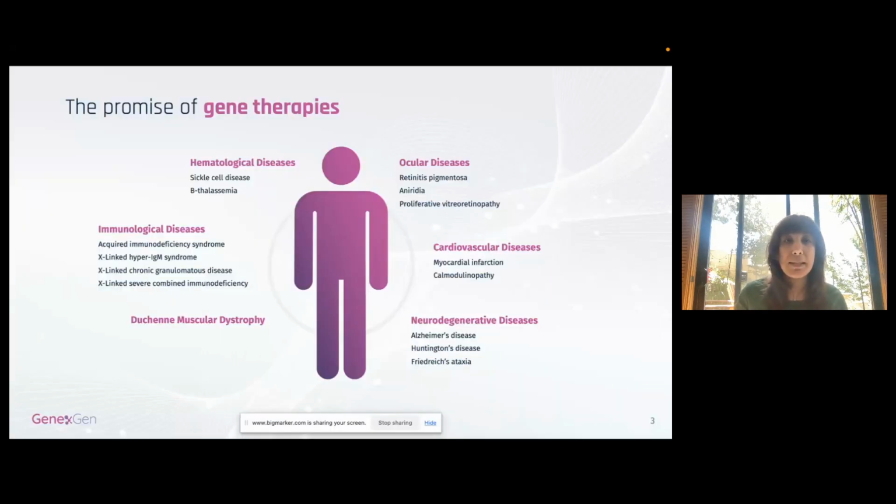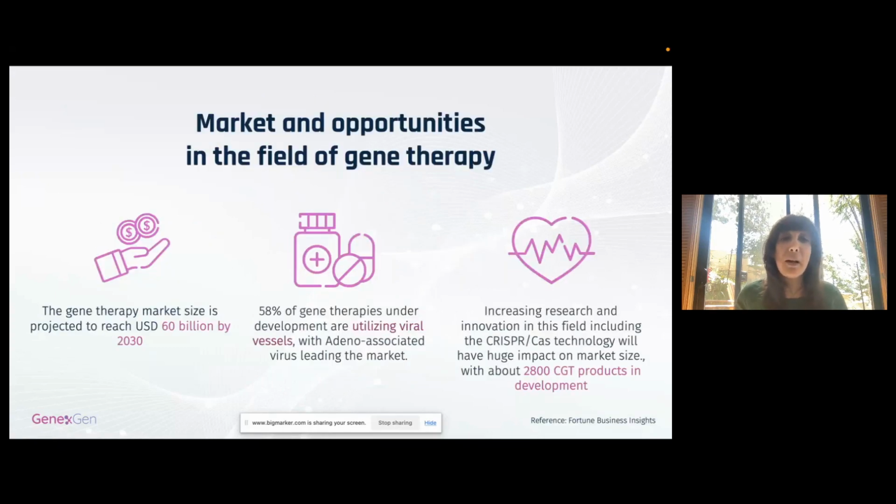So I want to start by saying that, as all of us know, gene therapies bear tremendous potential in addressing a lot of different genetic and acquired diseases. We see a number of these gene therapies active in clinical trials, and some of them have also received FDA approval. There are a lot of opportunities for growth in the field of gene therapy. It is expected to reach about or more than a $60 billion market opportunity by 2030.